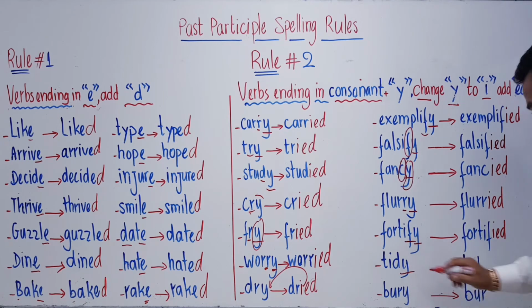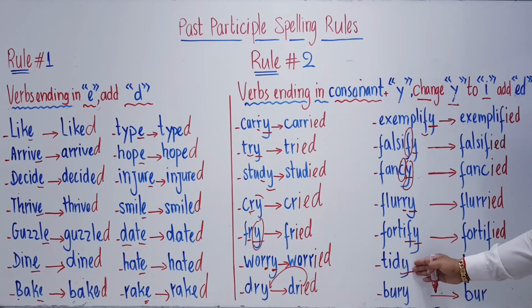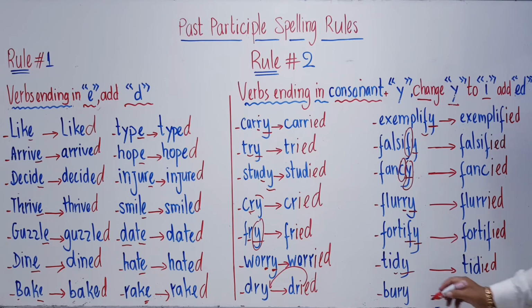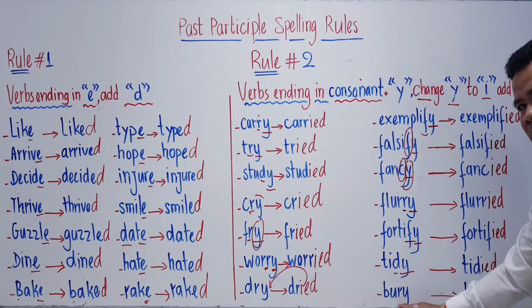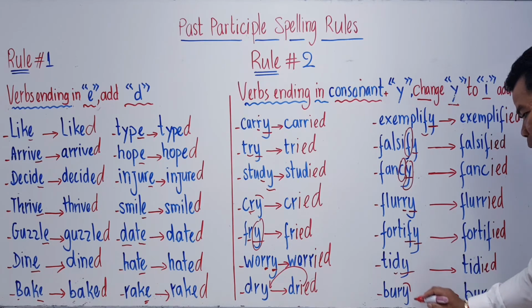Tidy. See again, Y at the end. D is one of the consonants, so you have to change letter Y to letter I and then ED. Tidied, tidied. Okay. Bury. Y at the end, and in front of it is one of the consonants, so we change letter Y to I and then don't forget ED.